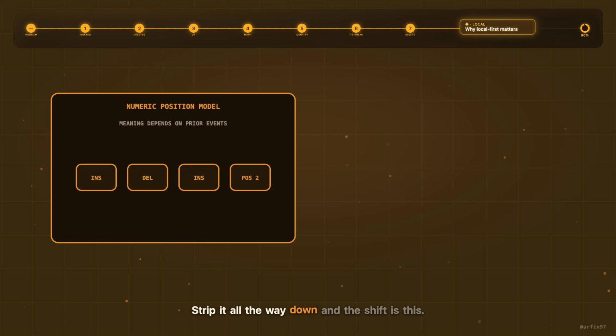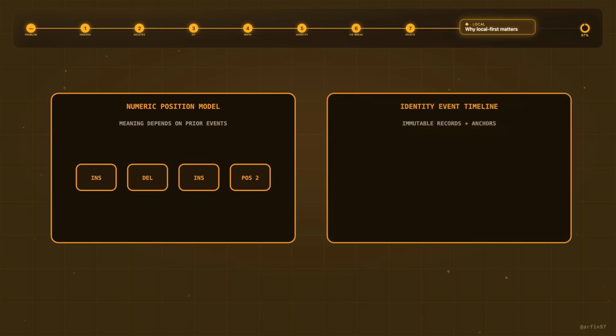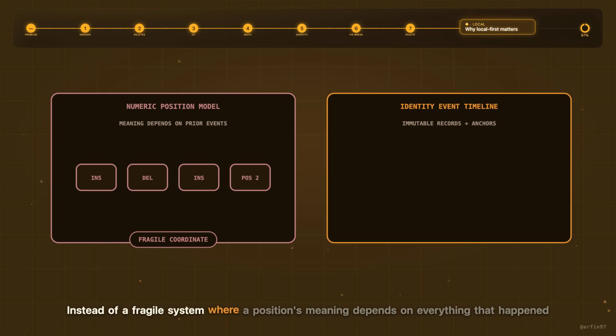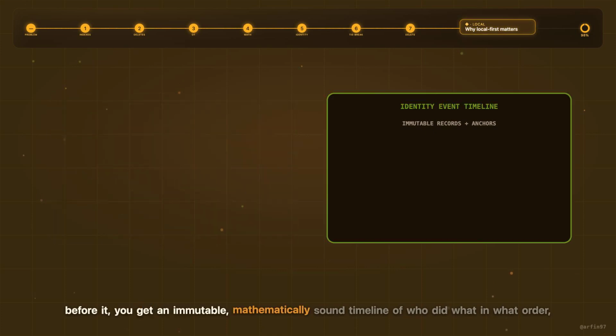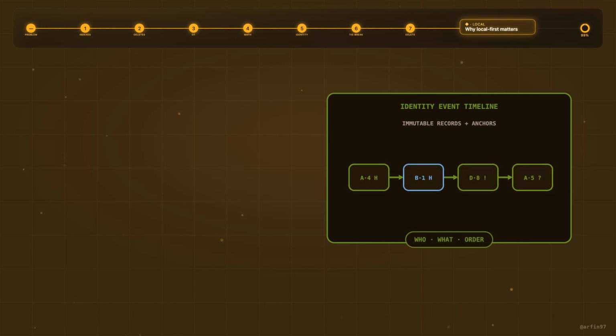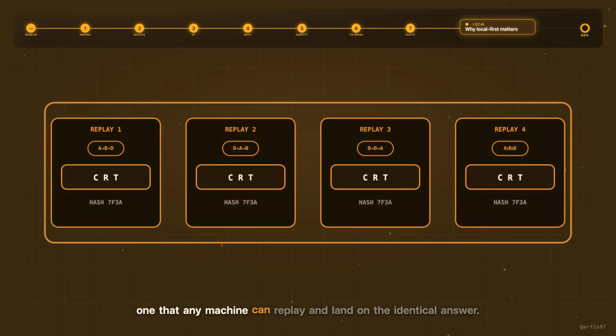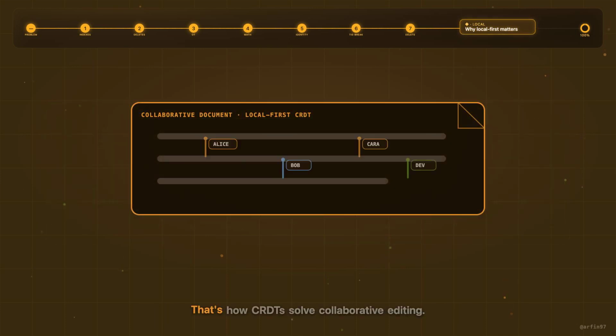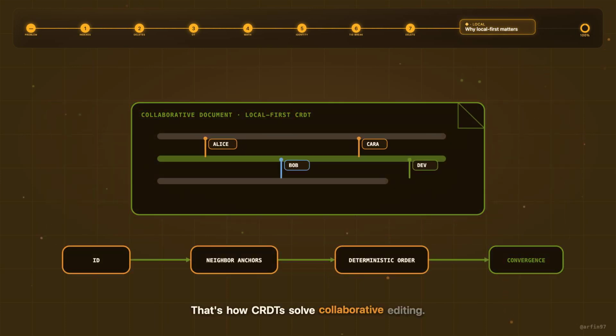Strip it all the way down, and the shift is this. Instead of a fragile system where a position's meaning depends on everything that happened before it, you get an immutable, mathematically sound timeline of who did what in what order, one that any machine can replay and land on the identical answer. That's how CRDTs solve collaborative editing.